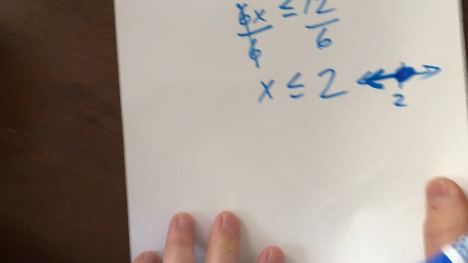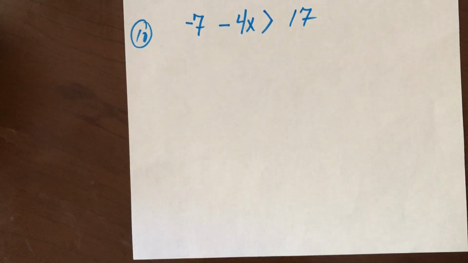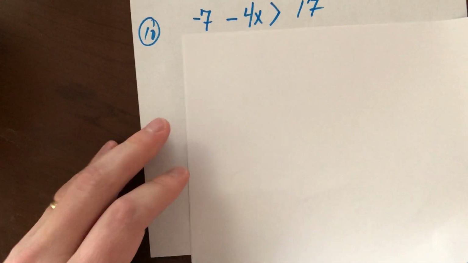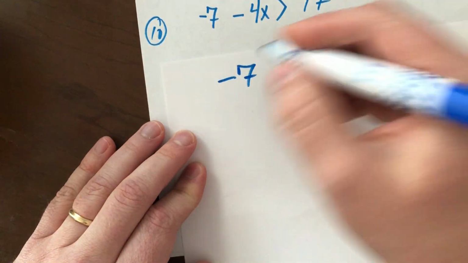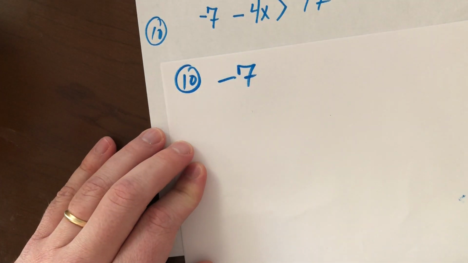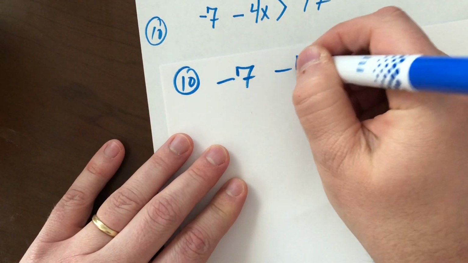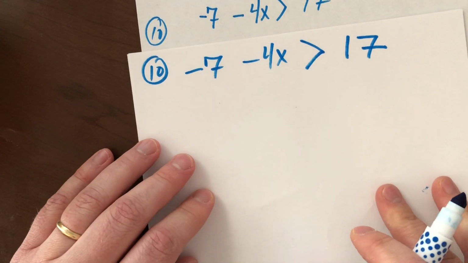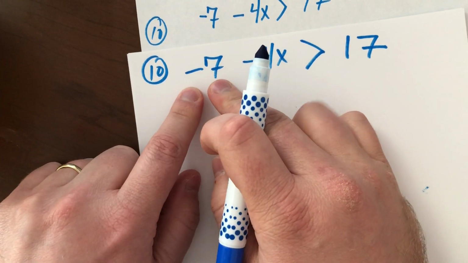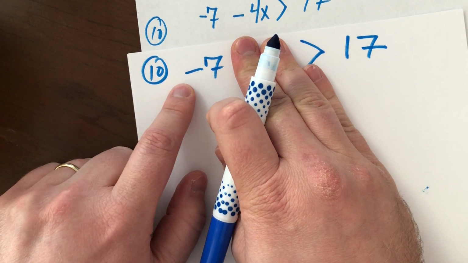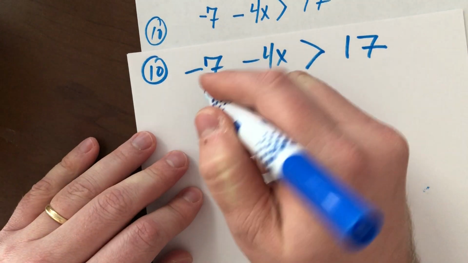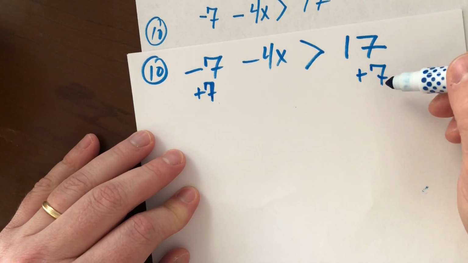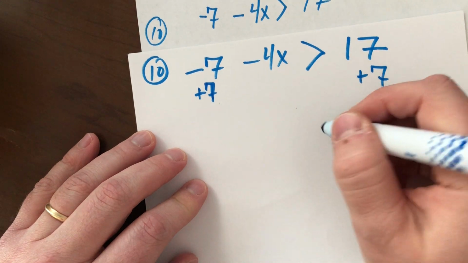All right, final round. Okay, number 10. Last question of the lesson. Lots of negative symbols. It's like he's trying to mess with us or something. Negative 7 minus 4x greater than 17. Okay. So I see that negative 7. I can ignore that. Since it's negative, since I'm doing plus or minus moves, I do plus, right? 17 plus 7, last time I checked, is 24.